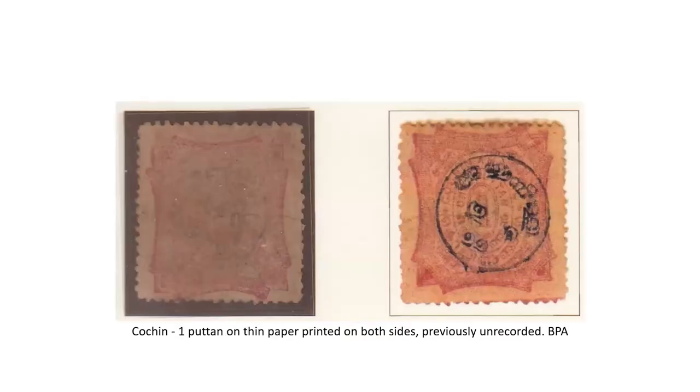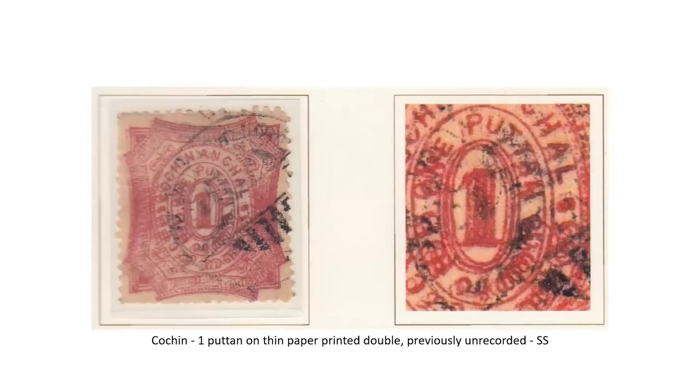Here we have the one puttan from the same series, printed on both sides. It's also unrecorded. Next, we have the one puttan from the same series of stamps, but printed double. Again, previously unrecorded.